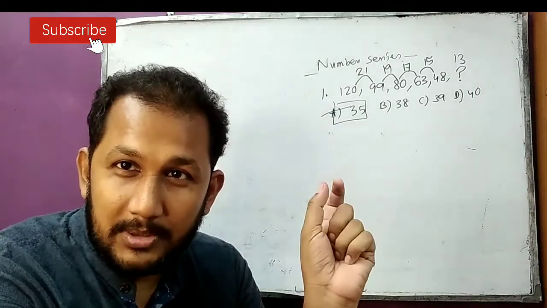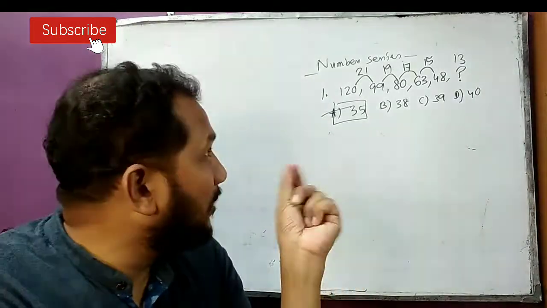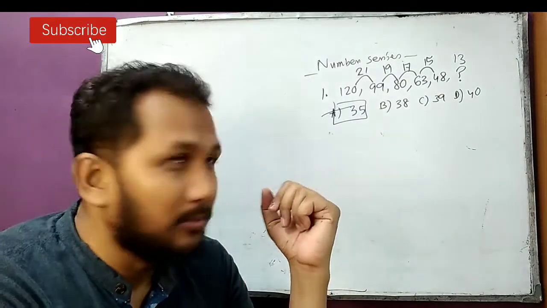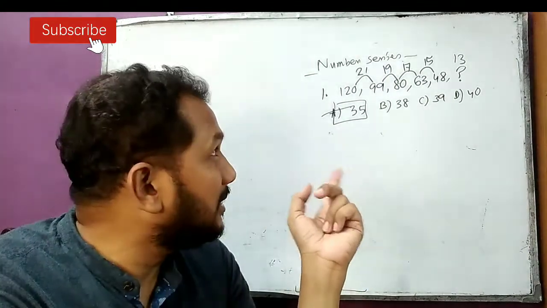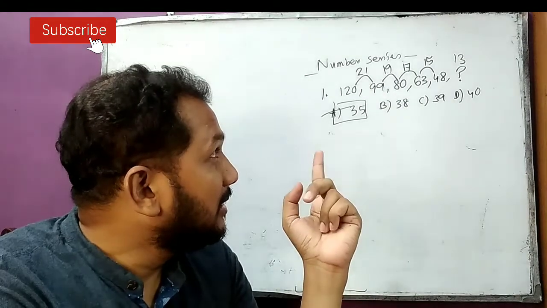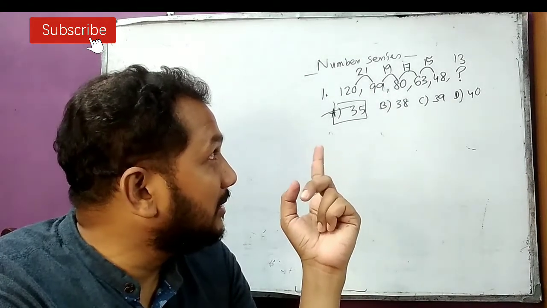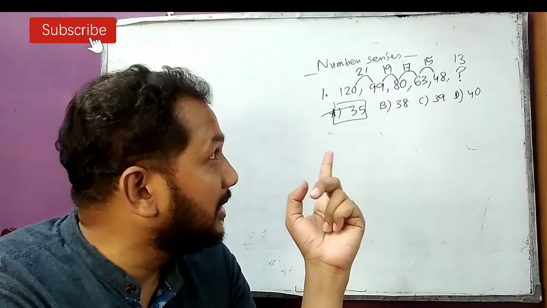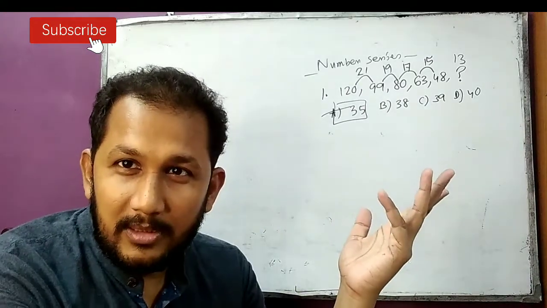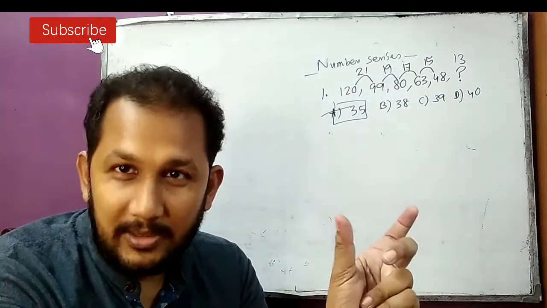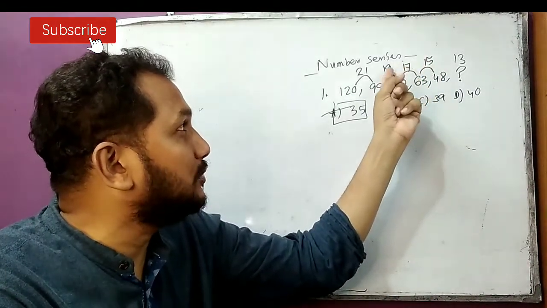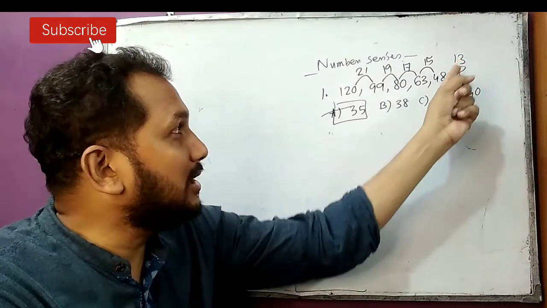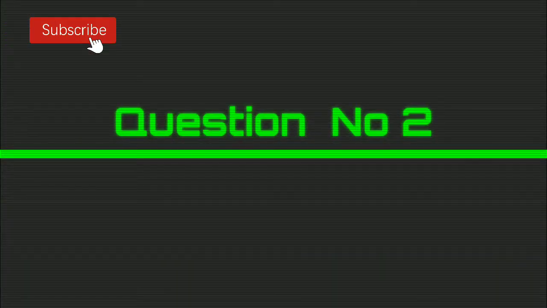In this missing term, as the numbers are in decreasing order, we have to find the difference between the two numbers. First of all, the difference between 120 and 99 is 21. Then the difference between 99 and 80 is 19. Then the difference between 80 and 63 is 17. Then the difference between 63 and 48 is 15. The next difference would be a gap of 13, because 15, then 17, there is a gap of 2, 17 plus 2 is 19. So the number should be 13 less, and 48 minus 13 is 35, the missing term.